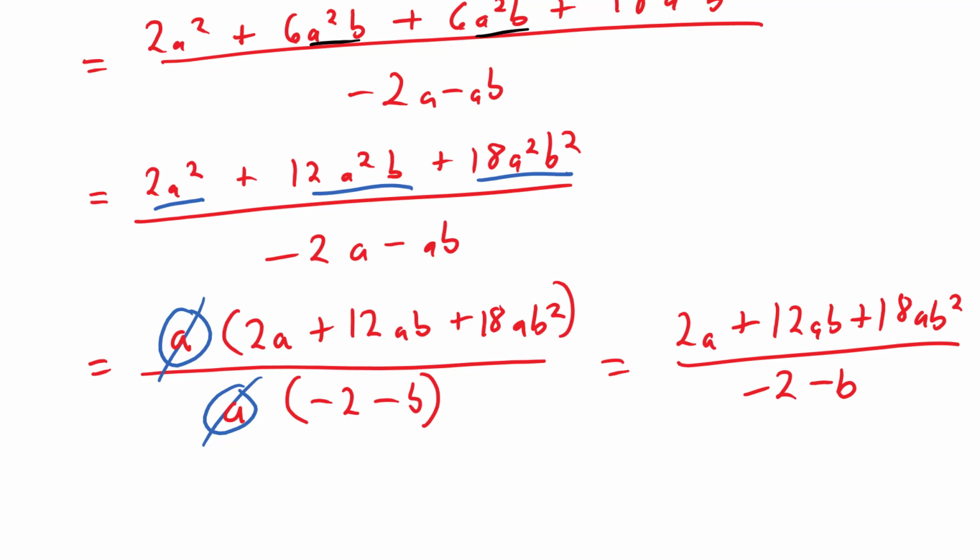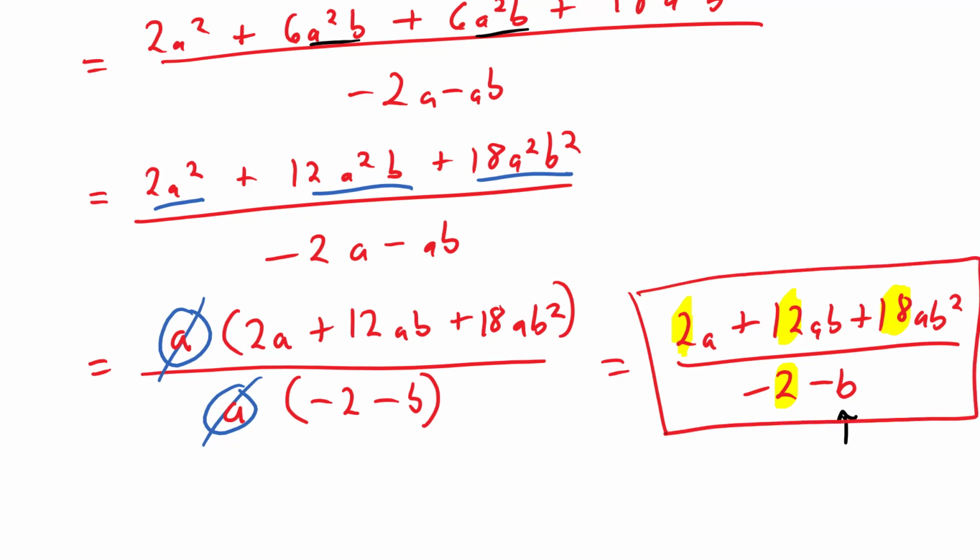Now you can see here, I have 2, 12, and 18. It would be nice if I can pull out a common factor of 2 to try and simplify that down. Let's look at the bottom now. This one has a 2, but this one does not. So unfortunately, we cannot take it any further. There's your final answer.